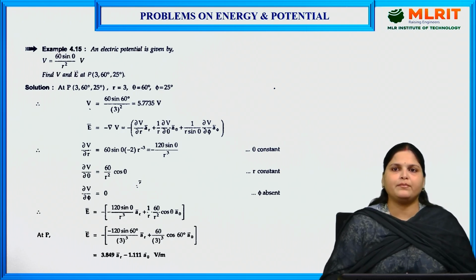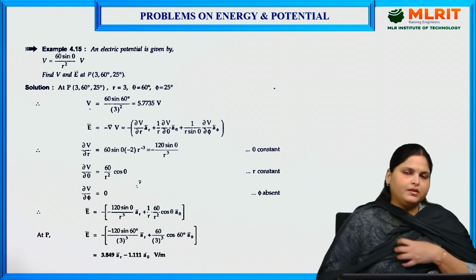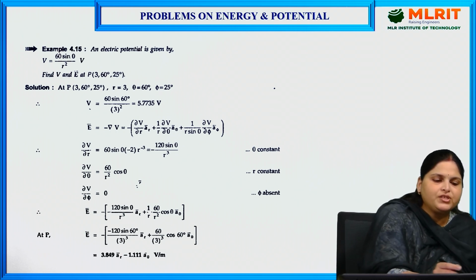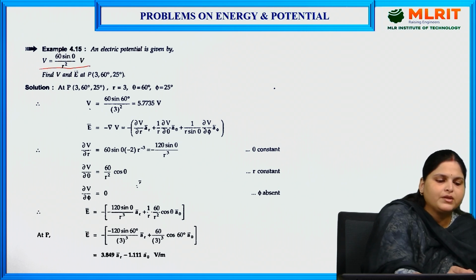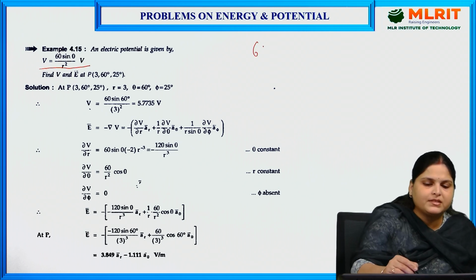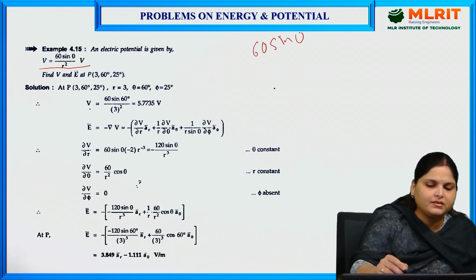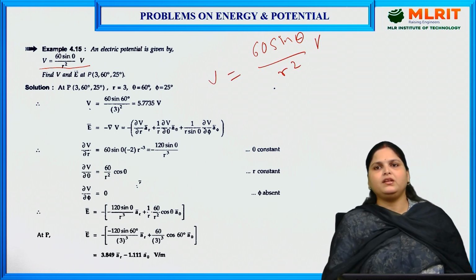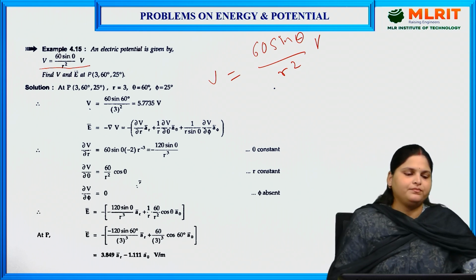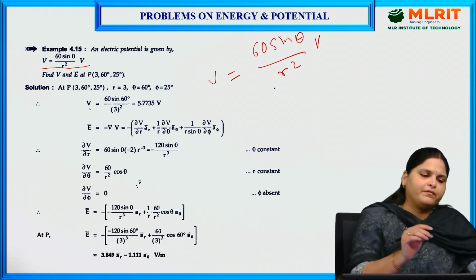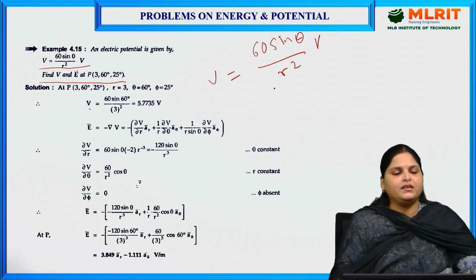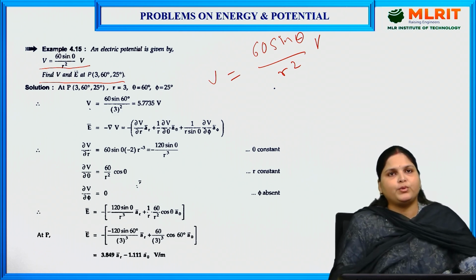Let's go to the second problem now. The question is given as: an electric potential is given by V equals 60 sin theta over R squared volts. This is the potential given in this question. We have to find V and E both at the point 3, 60 and 25.